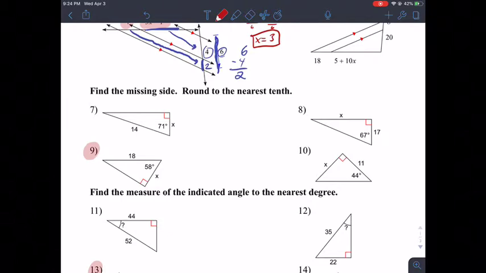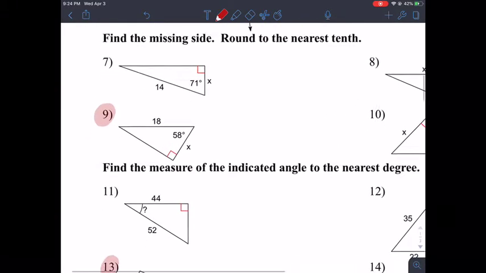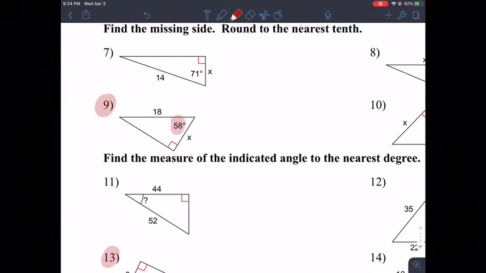Here, we need to find the missing side. All you're given is one angle and one side, and you want to find x. Don't forget to round to the nearest tenth for these.